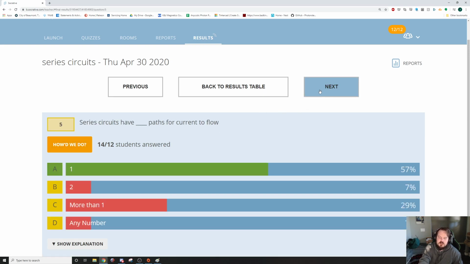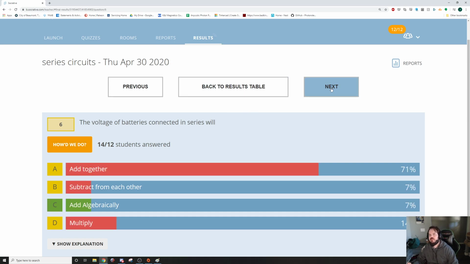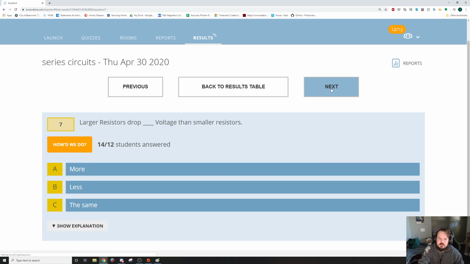Series circuits only have one current path. Voltages of batteries add algebraically. What that means is, if you have a battery facing the opposite direction of the other batteries, it will actually subtract, while most of the batteries will add up.